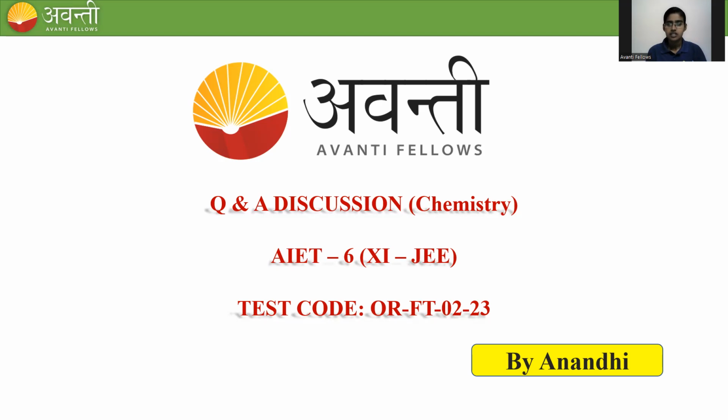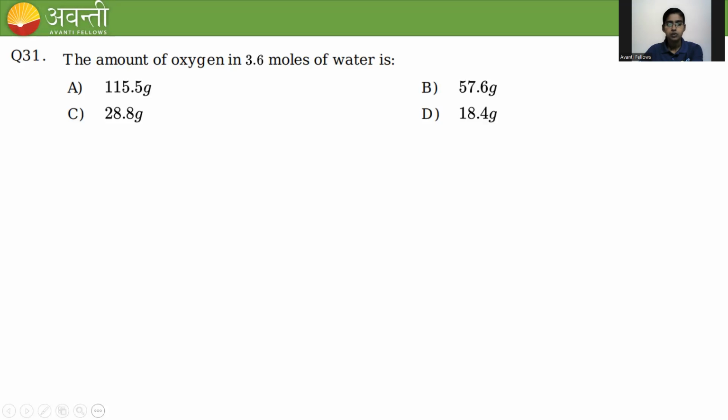Here in this session, we are going to discuss the AIET 6 class 11 JEE solutions for chemistry. We will discuss some important questions and the questions which you feel very difficult. Got it? So let's move on to the first question for this session. Question number 31 of your question paper.